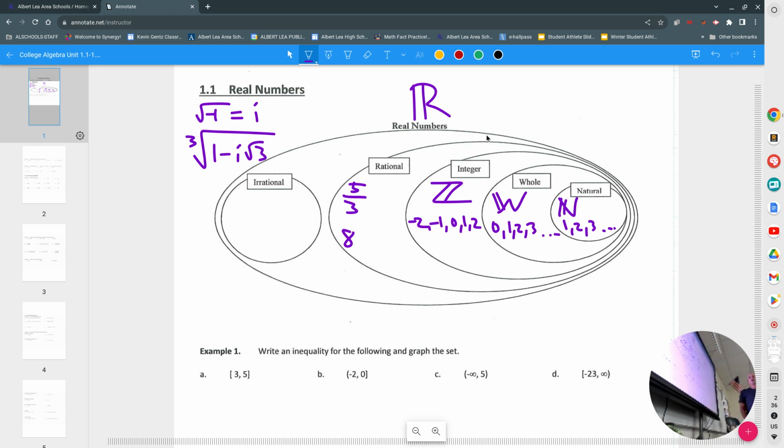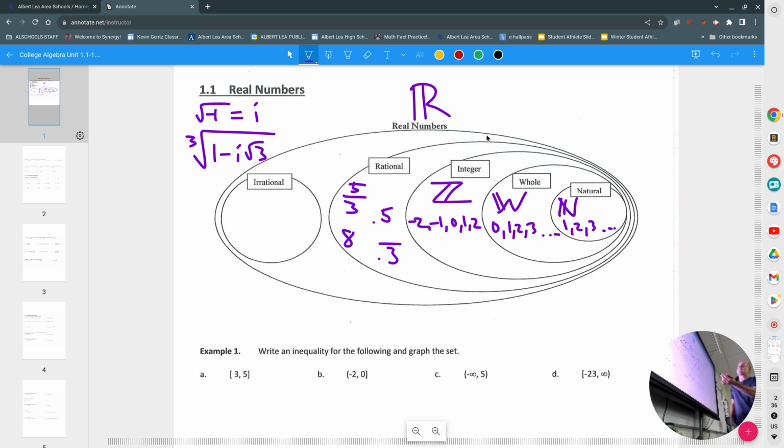Okay? So we have rational numbers. How about the number 0.5? Is that rational? Yes, because it can be expressed as 1/2. How about the number 0.3 repeating? Is that rational? It can be expressed as 1/3. So it is rational as well.